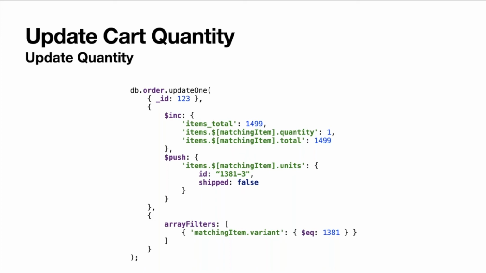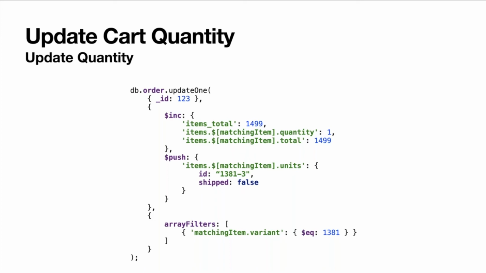And so what are we doing here? We increment items total by $14.99, which is the price of 1 unit. Easy. The next one is we increase the quantity of a particular item by 1, and increase the total of a particular item by $14.99, which is the price of a single unit or a single item.